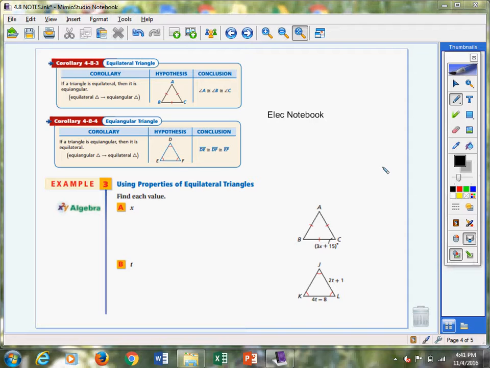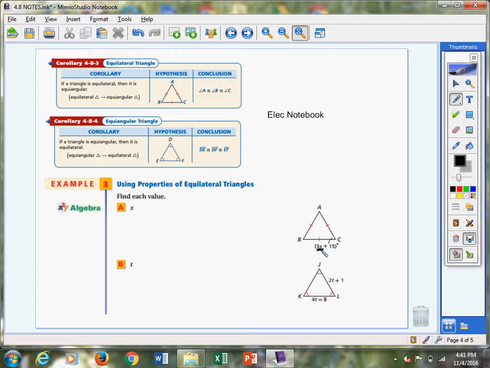So if you know all three angles are equal, then it's an equilateral triangle. If you know all three sides are equal, then all three angles are equal. It's really neat, okay? Now let's apply some algebra. So they want us in letter A to find x. They want us to figure out what x is in that particular context. And they're saying that angle C is 3x plus 15 degrees.